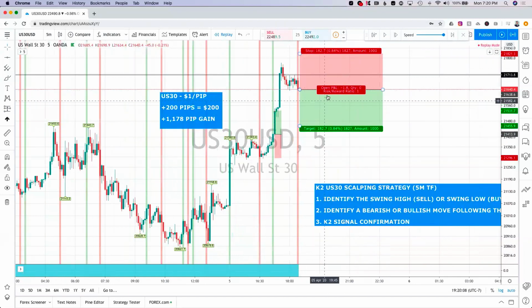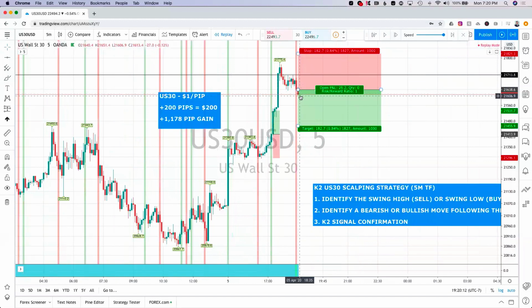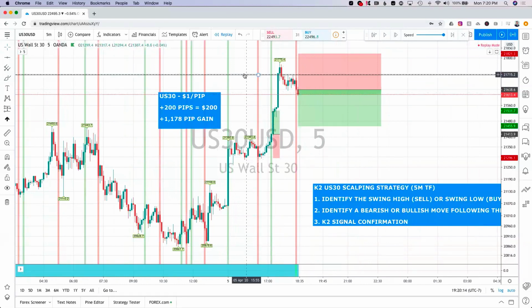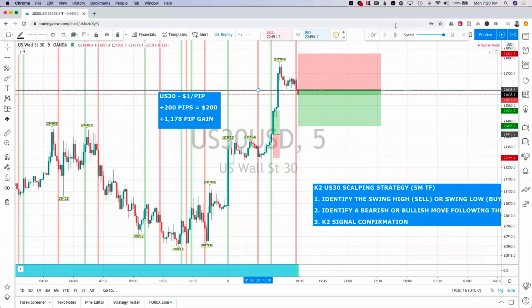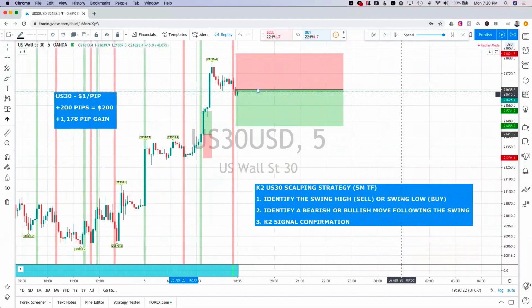And then as price moved down in profit, I'd move my stop loss in profit too. So you can see right here, price moved in profit, so I would have moved my stop loss to break even. And then as it kept moving down, looks like I would have gotten stopped out right there because it pulled back. So I would have been stopped out with a couple pips, like under 100 pips.